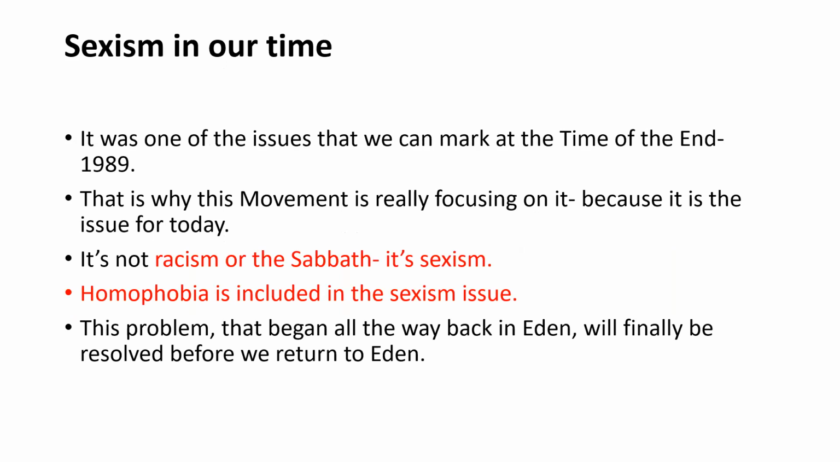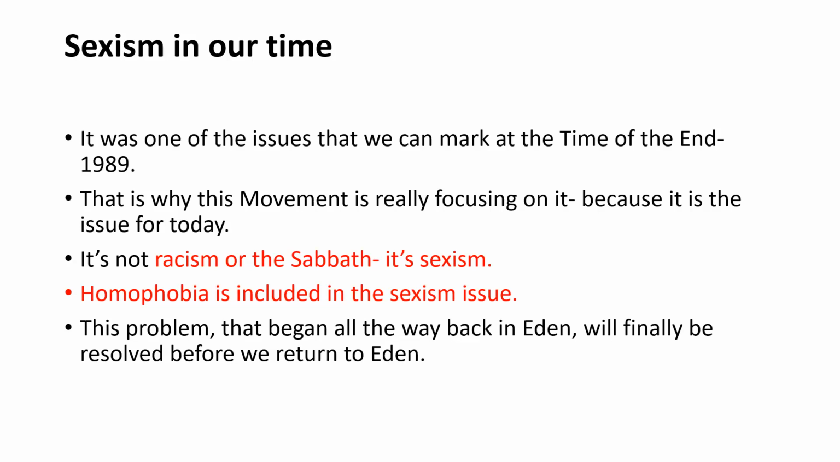That is why this movement is really focusing on it, because it is the issue for today. So it's not racism or the Sabbath that is the testing issue of our time. Sabbath has been a testing issue way back then. Racism has been an issue back then. But now, as we are approaching the end of this Earth's history, sexism is the test of our time, and we can prove this using the chiastic structures. So homophobia is included in the issue of sexism.